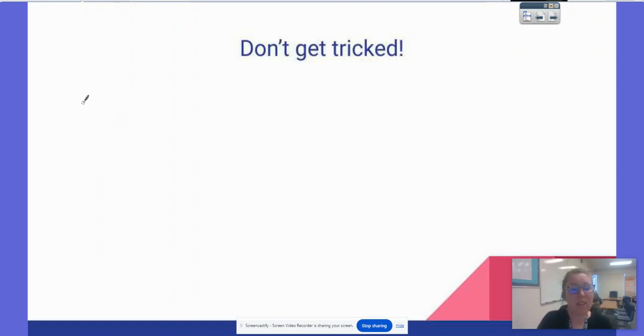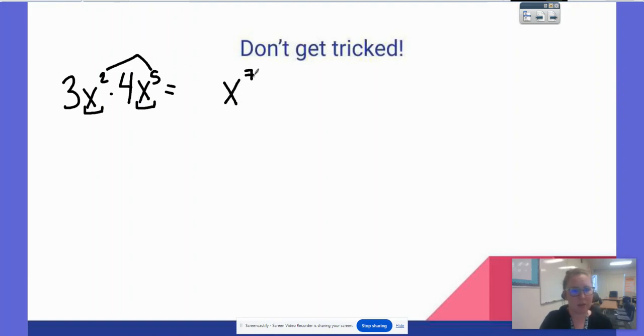Okay, so one of them we've mentioned, but I'm going to specifically say, what if I have 3x squared times 4x to the 5th? Okay, the base is the x. Add those exponents together, x to the power 7. Well, what happens to that 3 and that 4? Well, remember, our commutative property of multiplication, you can just shuffle the order, so we move those next to each other. What's 3 times 4? It's 12.